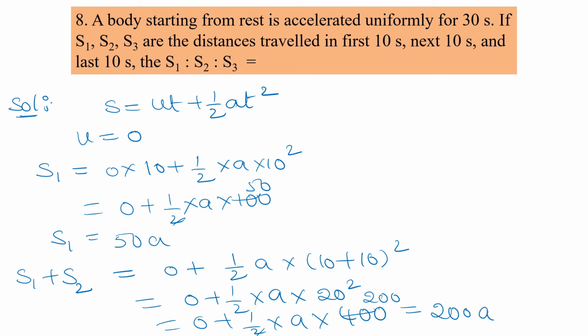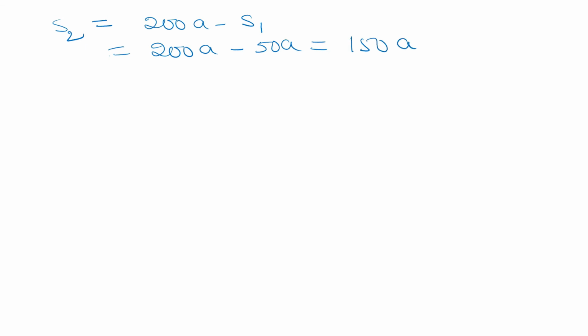Now we are finding the S2 value. S2 is equal to 200a minus S1. So 200a minus 50a, that is 150a. So S2 is equal to 150a.